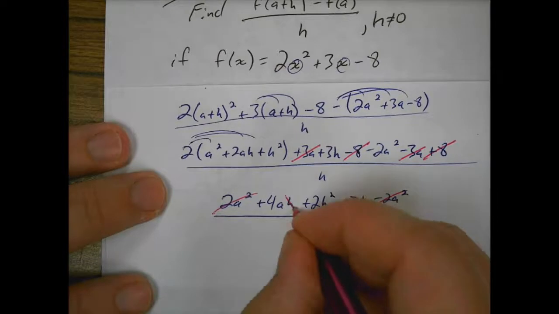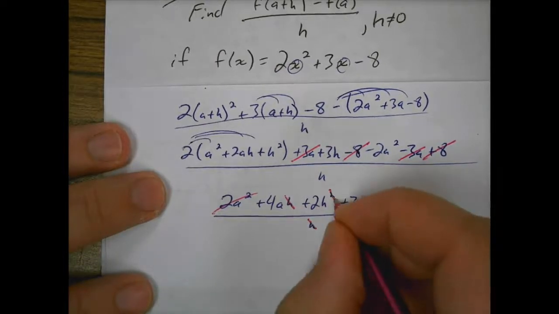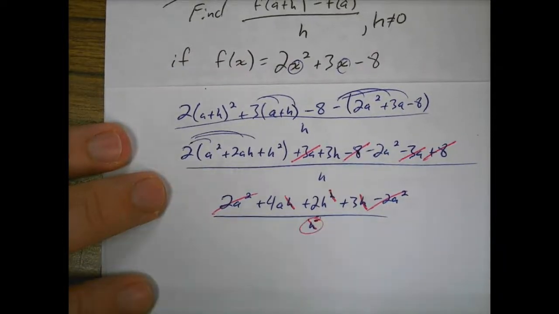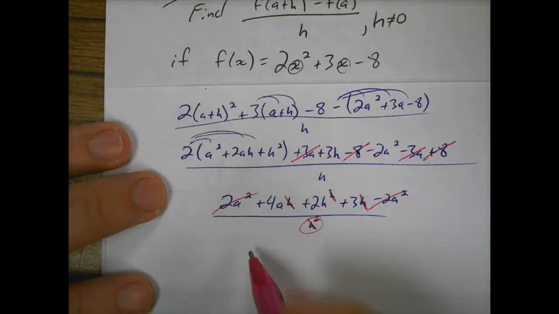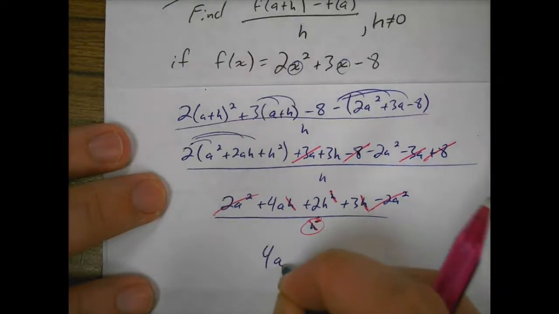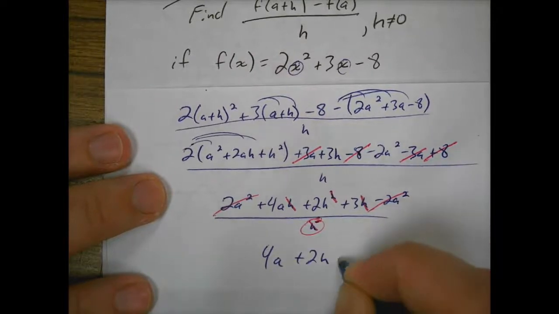So if this term is divided by h, that gets rid of an h, gets rid of an h. You have to get rid of h in every single term, as long as it's being divided by a single thing. We could have factored out the h in the top, and that's how the division works. So we have 4a plus 2h plus 3.